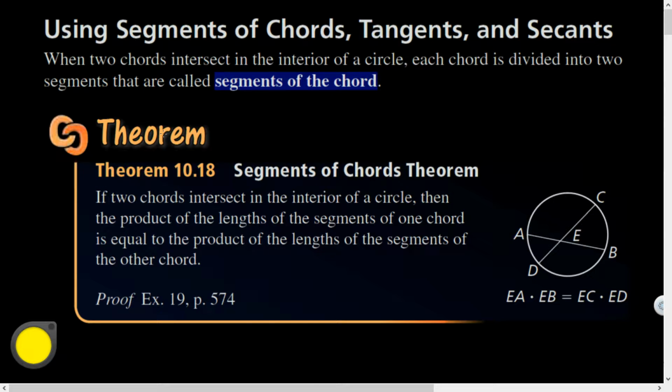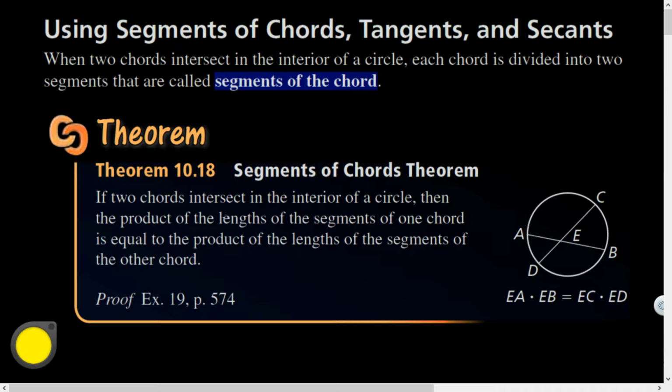So let's see. Using segments of chords, tangents, and secants. When two chords intersect in the interior of a circle, each chord is divided into two segments that are called segments of the chord. All right, so these two chords, AB and CD, are broken up into AE, EB, and CE, ED, right? And it says, the segments of chords theorem.